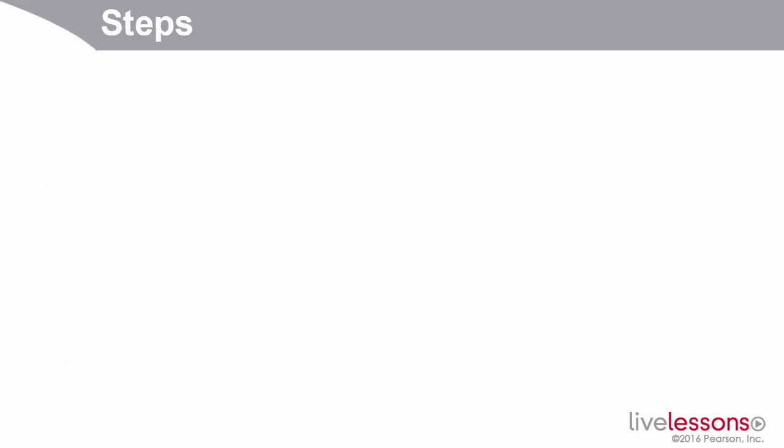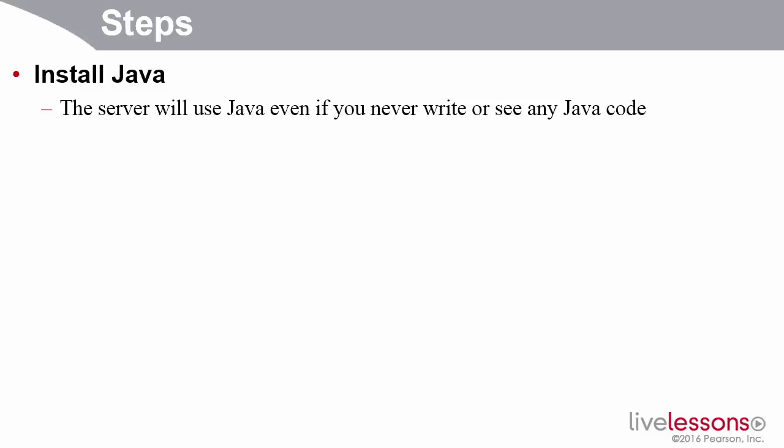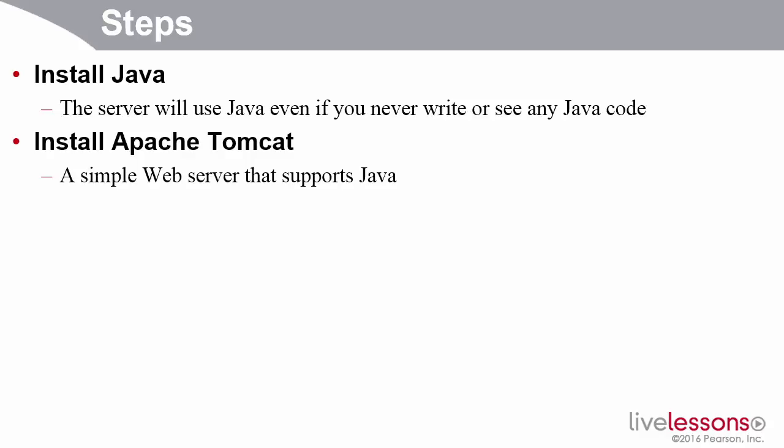Okay, so in order to set up a server that runs Java and deploy an application on it, the first thing you need, of course, is Java itself. Now, again, I'm not going to be teaching you Java syntax. Even if you never see any Java code, you never write a line of Java code, the server is running Java, so you need Java installed on your computer. Then you need some kind of web server that uses Java. Now, there's a whole bunch of web servers that use Java. Several of them are free and open source, but perhaps the most commonly used one and easiest one to install comes from Apache, and it's called Tomcat.